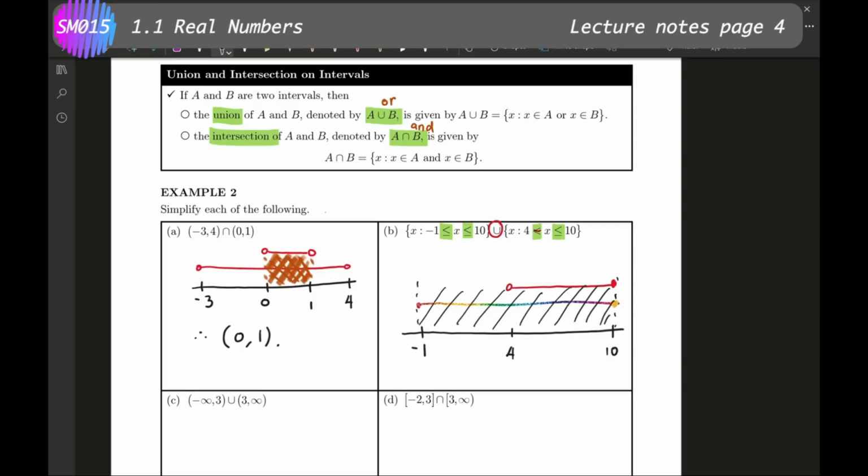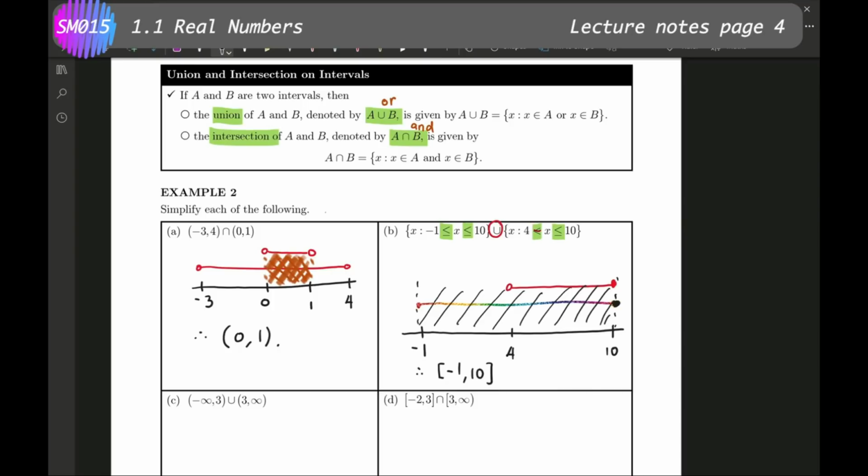Right? So that is the difference between intersection and union. For intersect, we shade the region where two lines intersect with each other, whereas for union, whenever there is a line on our number line, we just shade the region. So what's our answer? From -1 until 10. And 10 is a closed interval because of the dense circle.